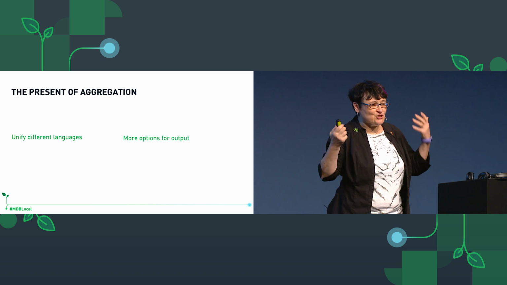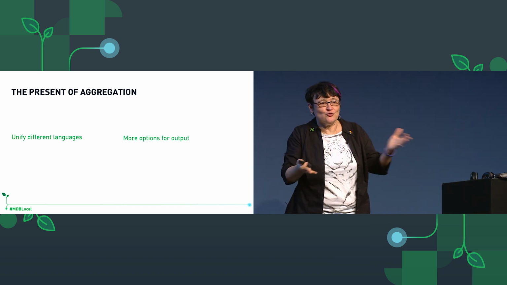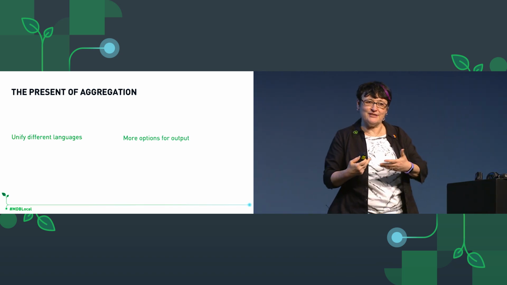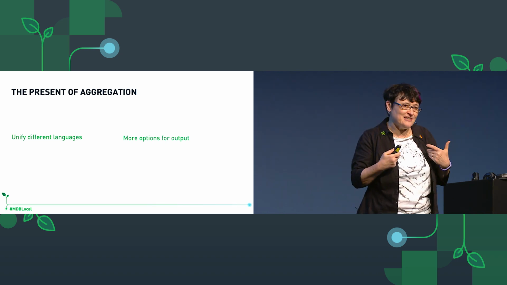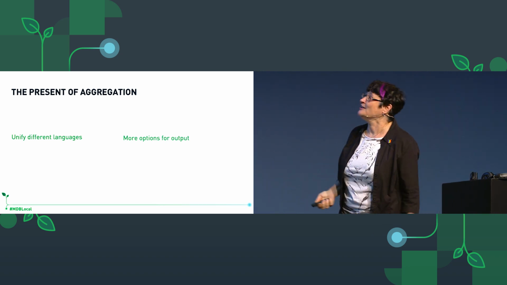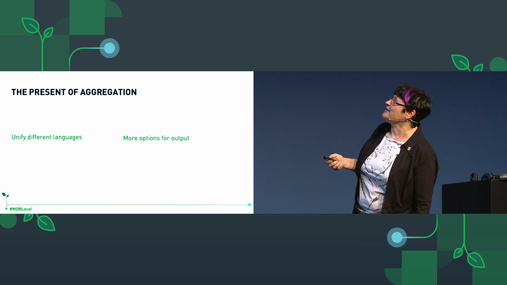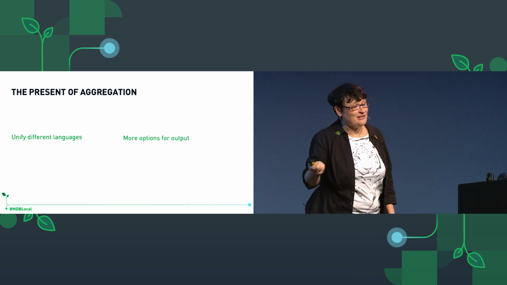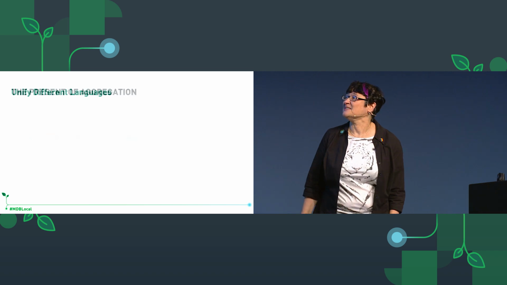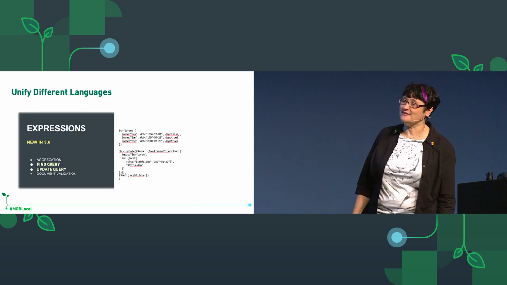So we've had as a goal for you guys not to have to learn too many languages. And if you've ever seen my "aggregate is the new find" t-shirt, you know that I think everything should just be an aggregation. And I'll show you where that's going. And more options for output, we happen to have some of those done for 4.2 as well. So first, unify different languages.